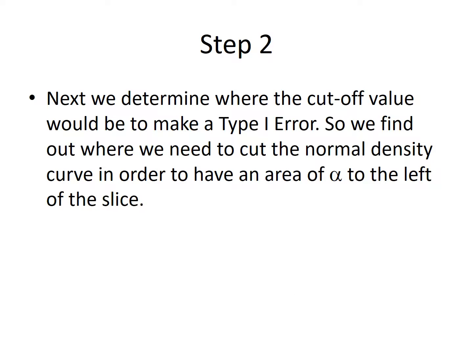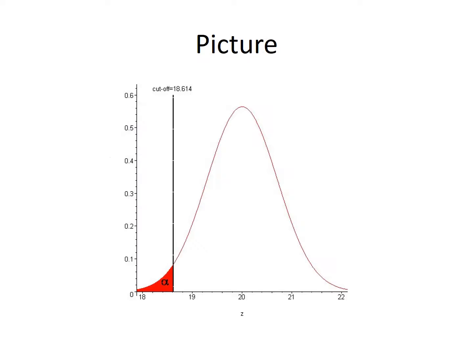The second step is that we're going to determine where the cutoff value would be to make a type 1 error. So we find out where we need to cut the normal density curve in order to have an area of alpha to the left of the slice. And that is shown here. For our calculations, the cutoff score would be about 18.614. So for this particular normal density, the area shaded in red here is equal to alpha, that's 0.025.